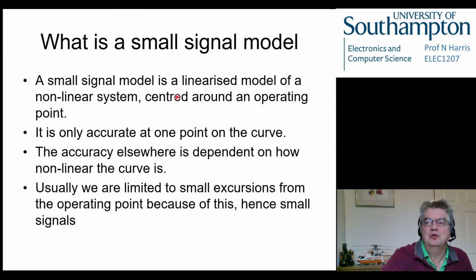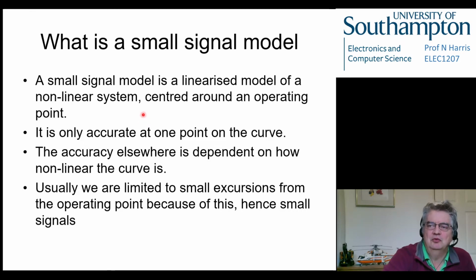A small signal model is a linearized model of a non-linear system centered around an operating point. So we position our transistor at some point on its operating curve, which remember is an exponential, and then we say, as long as we only move a small distance from that one point on that curve, we can approximate that to a straight line. That's what we're doing. We're linearizing around a single point and just saying that as long as we don't move very, very far away from that point, we can treat it as a straight line.